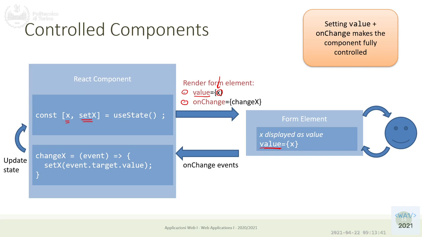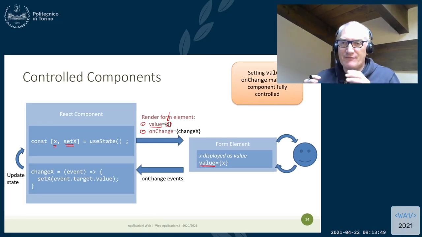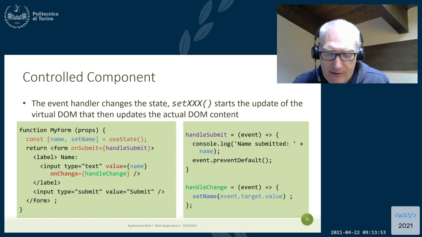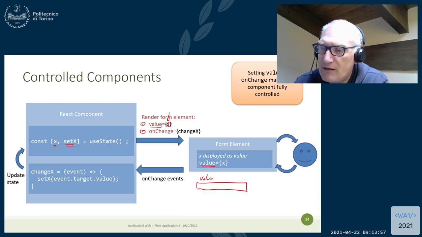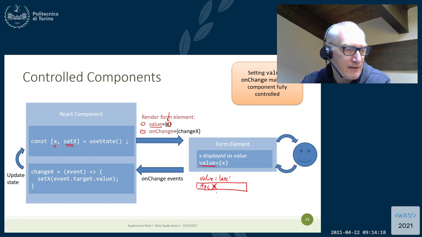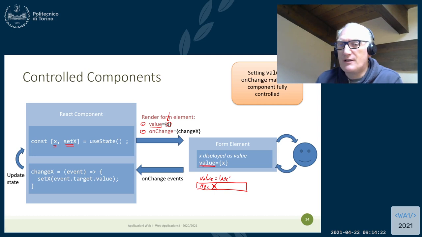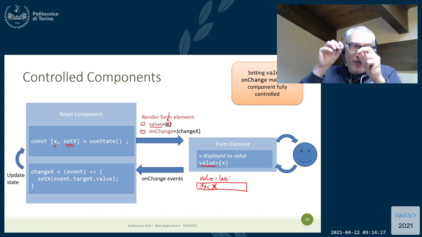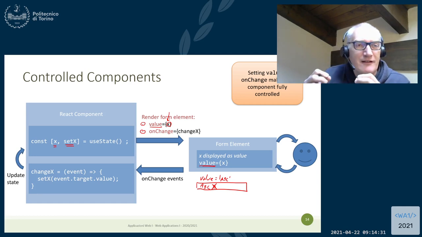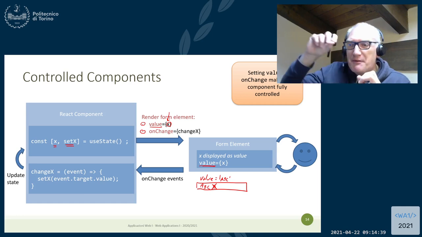In this case, we have an unpleasant behavior that it's not possible to modify the input element. Because if we have an input element whose attribute value is equal to maybe ABC, because we set X to be ABC, as long as this value attribute has the value ABC, if the user tries to type something, I try to type D, this D will never appear, because the component has a forced value for the value attribute. The value is forced by React into the component.